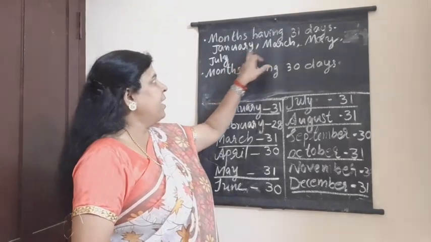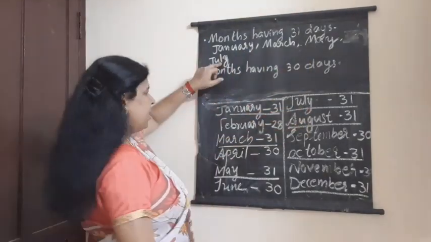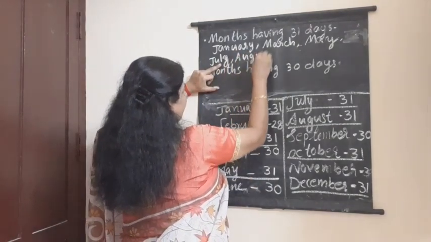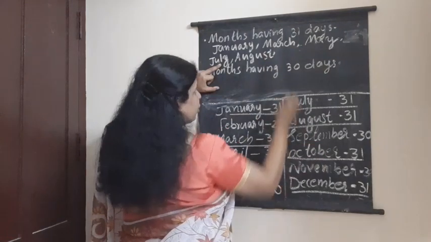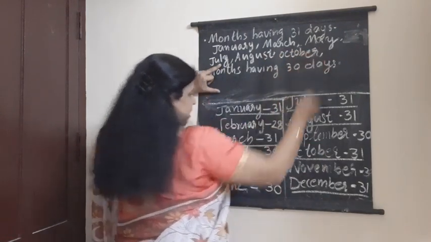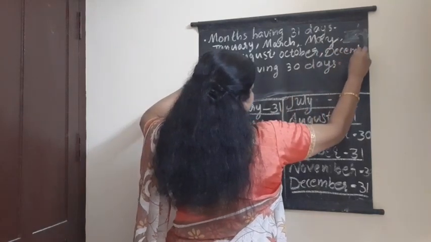So January, March, May, then next July, then August, October, and last December. These are the months having 31 days.